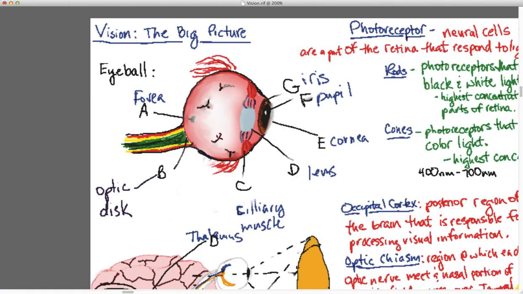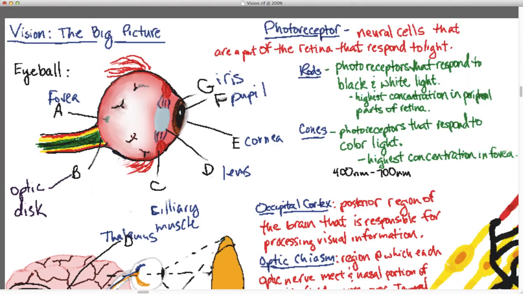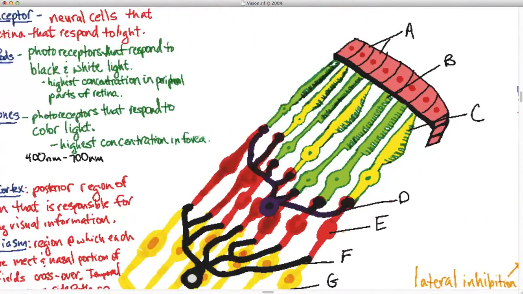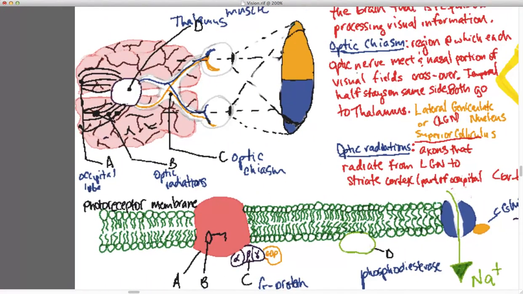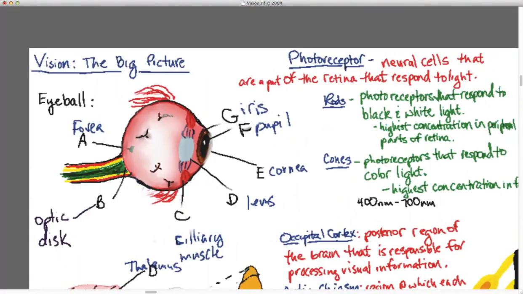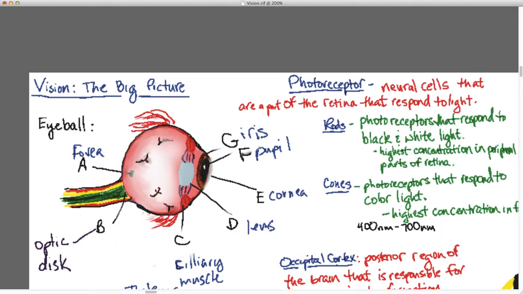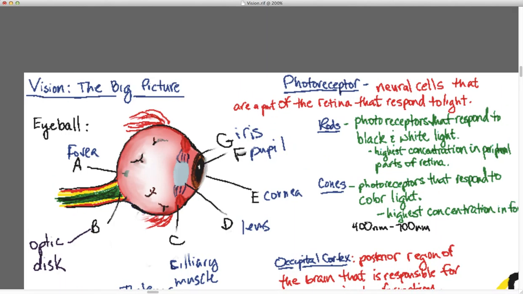We're going to be looking at vision, the big picture. As you can see, there's a lot of information that I'm going to cover here with the vision, but I'm going to try to break it up into chunks. So first we're going to look at the basic anatomy of the eyeball. How do we get all this visual information from the external world back to our brain?